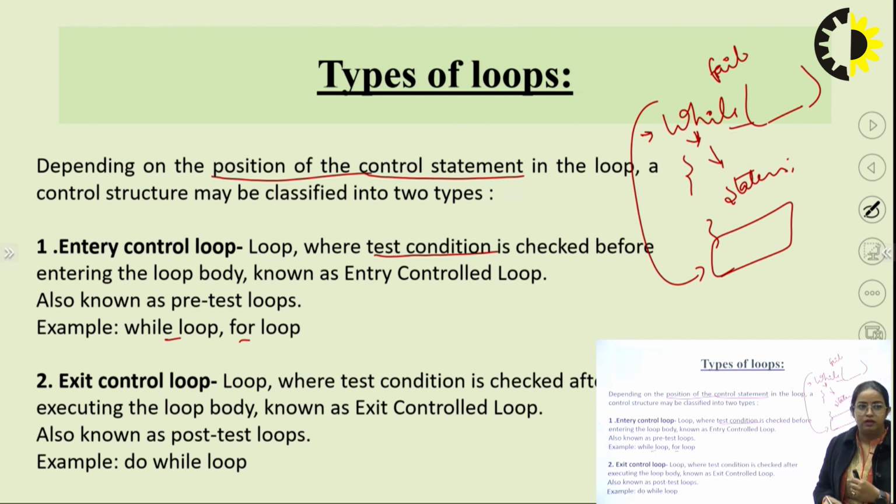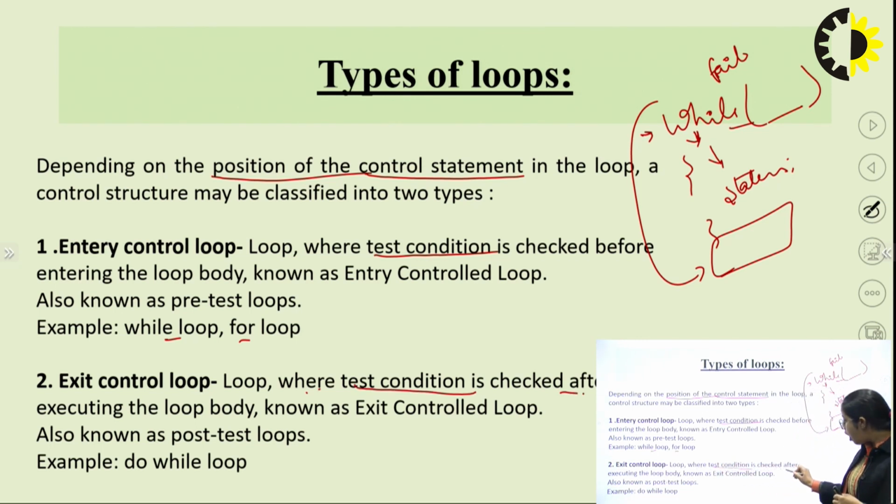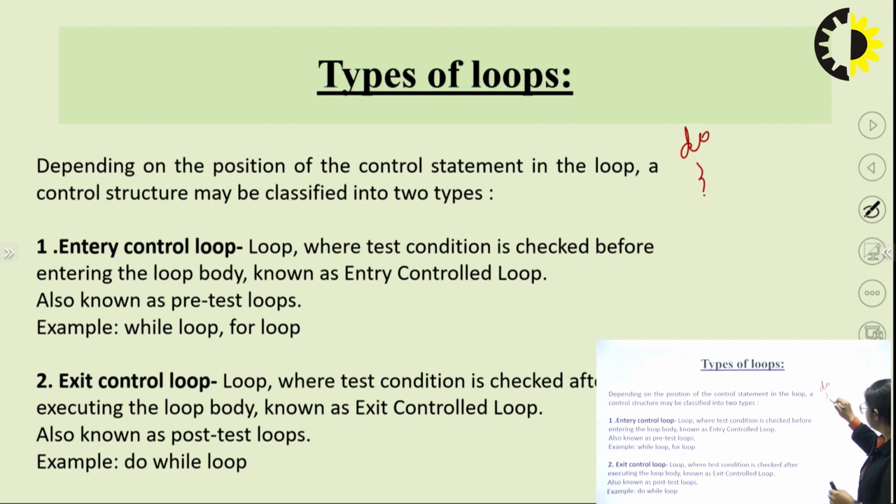The second one is the exit control loop. It is just the opposite of the entry control loop. In the exit control loop, the test condition is checked after executing the body of the loop. What does it mean? We are not checking the condition before this. Like I'm going to give you an example. Suppose do, then we are executing, suppose these are the statements here. Okay, and then here we are applying the condition and checking the condition. This is the exit control loop.